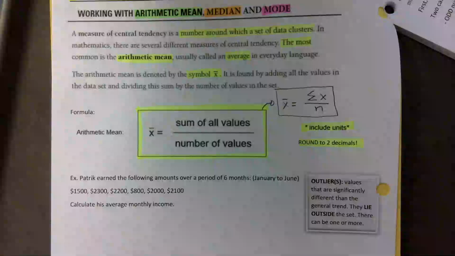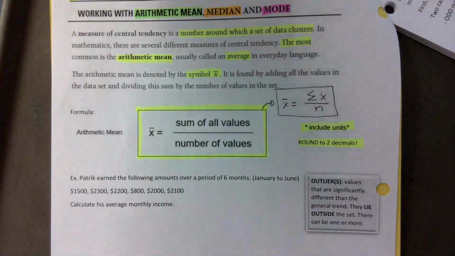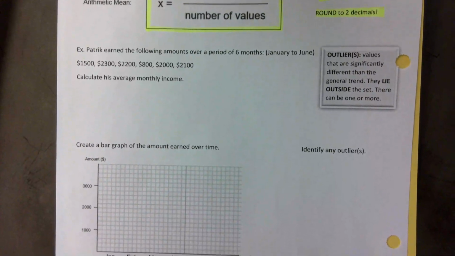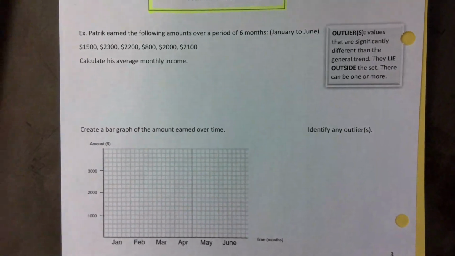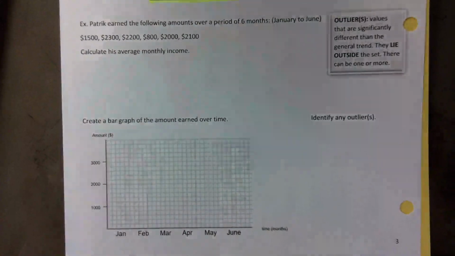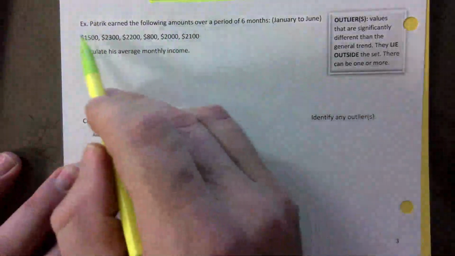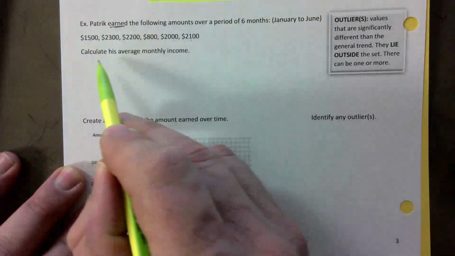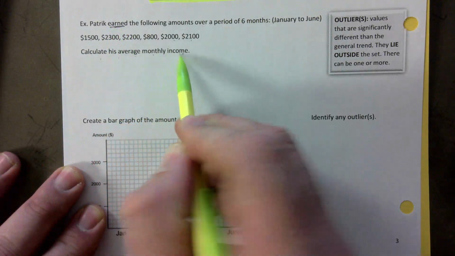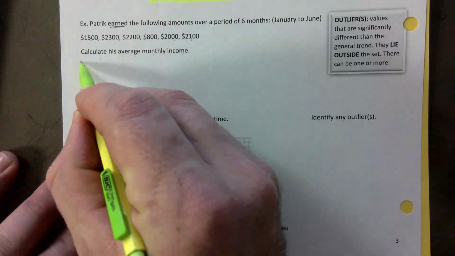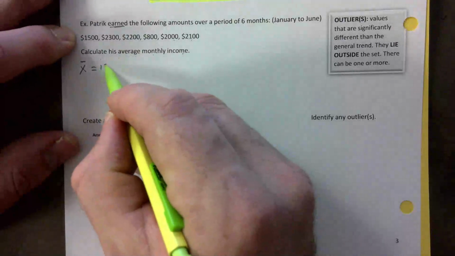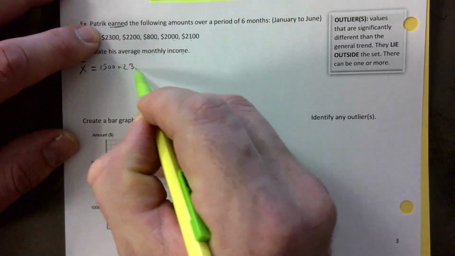Here we go. Patrick earned the following amounts over a 6-month period. Over 6 months, these were the earnings for Patrick. Calculate his average monthly income. Let's do that. So I'm going to start using X bar a lot. And then all you have to do is add up those values that you were presented with.